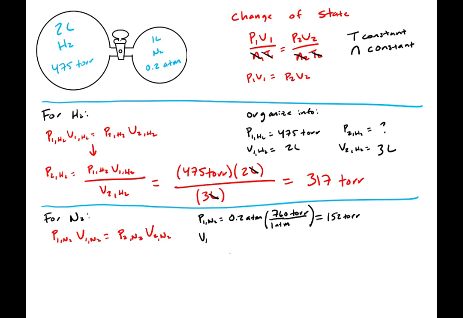All right, the initial volume of the N2 is 1 liter. The final pressure of the N2 is unknown, but that's going to help us get the answer to this problem. And the final volume of the N2 is 3 liters when it expands to fill the whole volume of the container. Once again, we're going to solve for P2, and that's done by dividing both sides by V2.